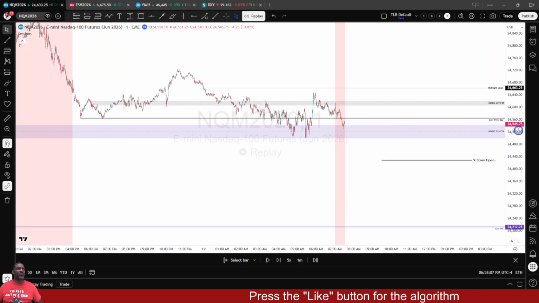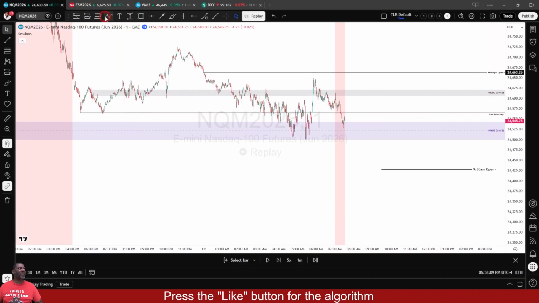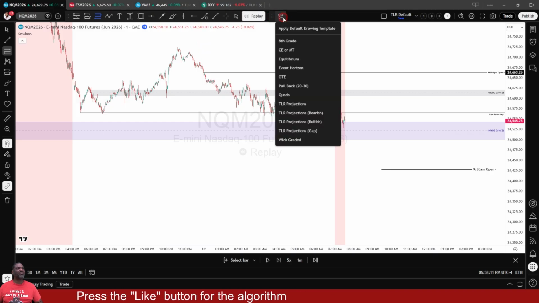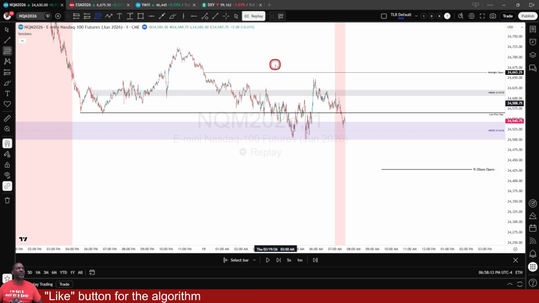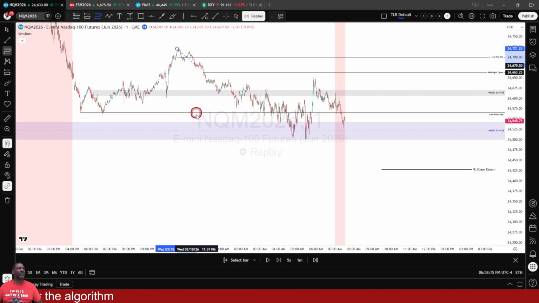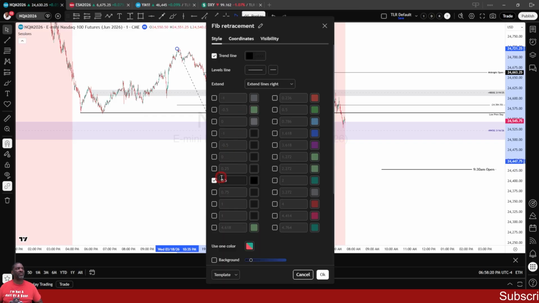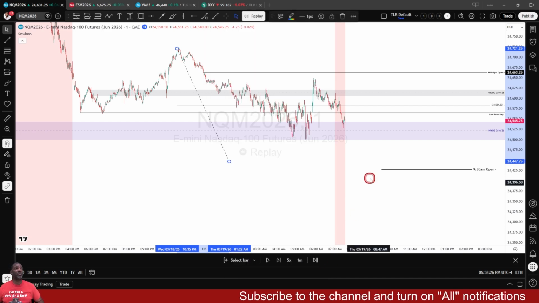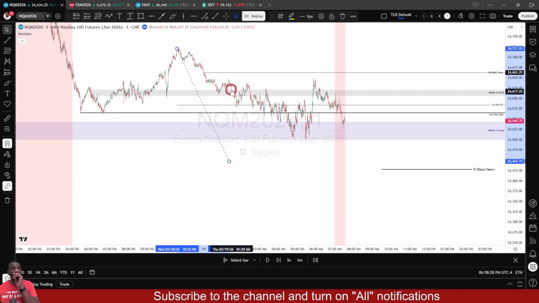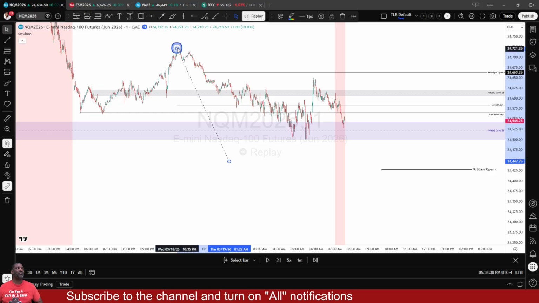Okay, all right. So if we come here and we get us a Fibonacci tool and we just set it up for consequent encroachment, right? So what this is, this is a fib with nothing but the 50% marked out. This is for consequent encroachment and mean threshold.